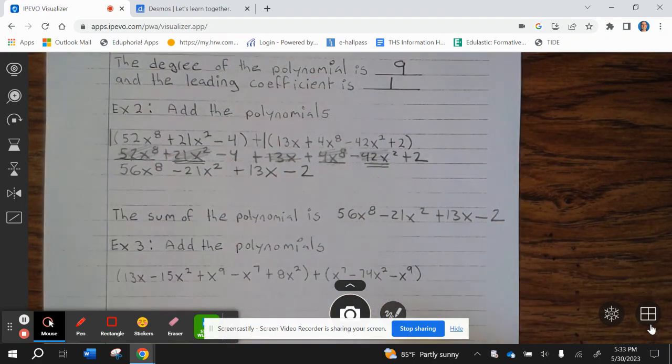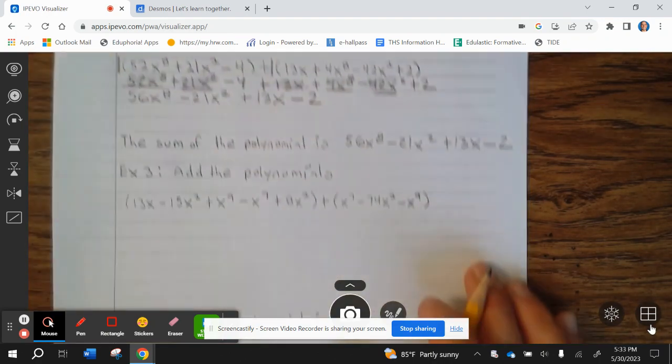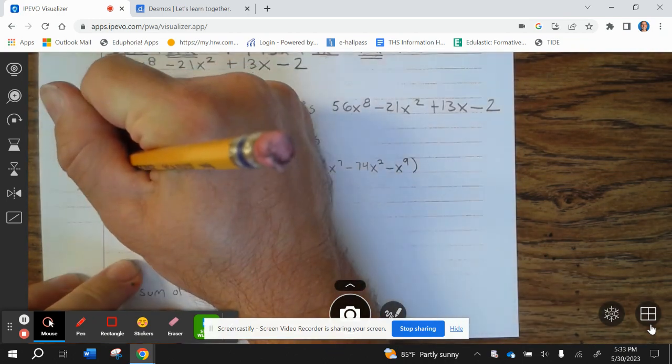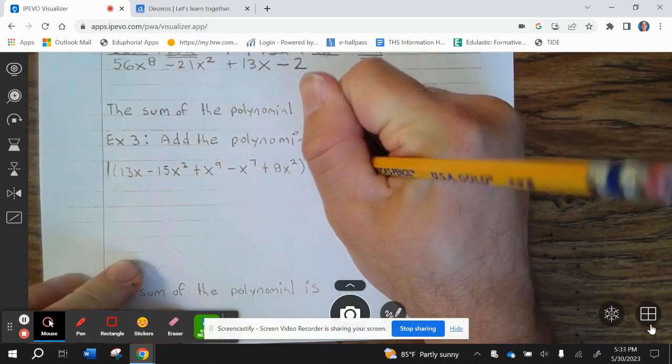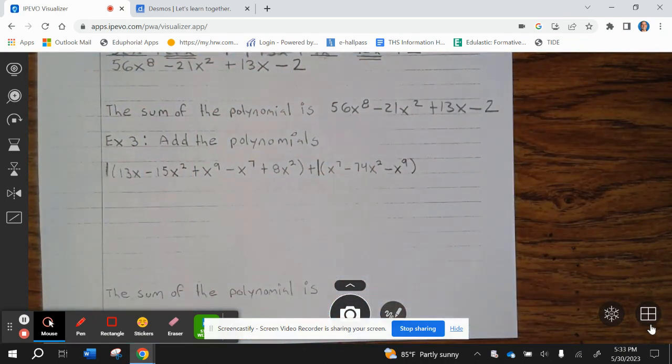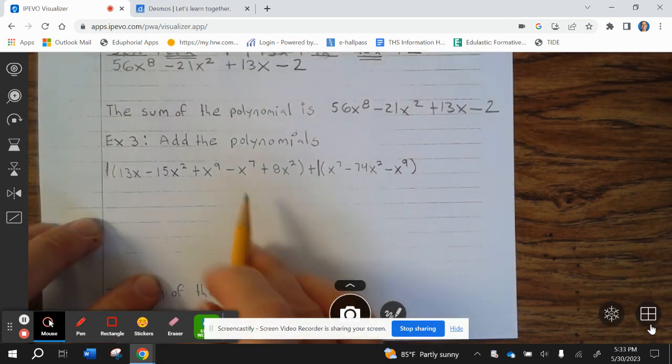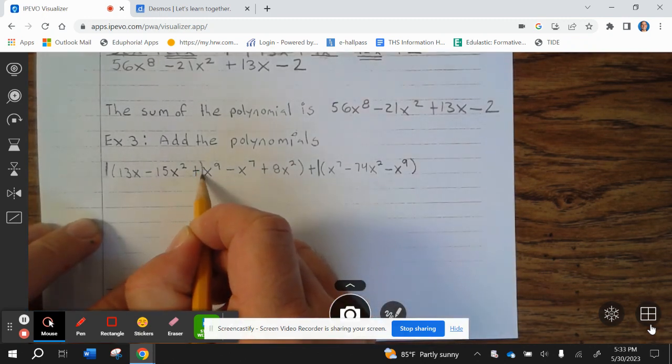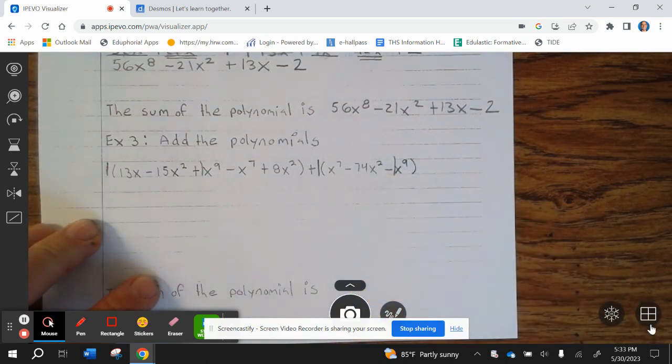All right, go ahead and finish up example 2. All right, example 3, add the polynomials. We're multiplying by 1, so we can ignore the parentheses, basically. We can skip a step, and then we just find the like terms. So I'm going to go ahead and put a 1 here and a 1 here.